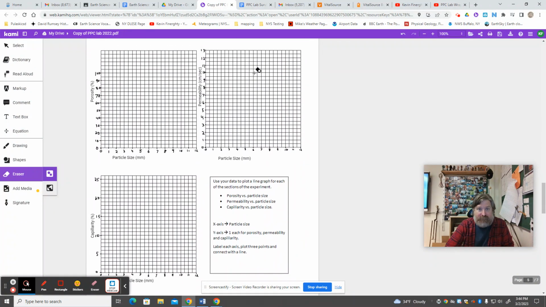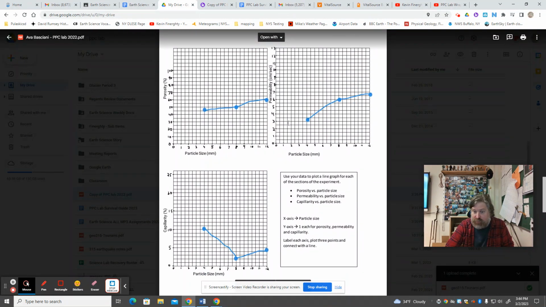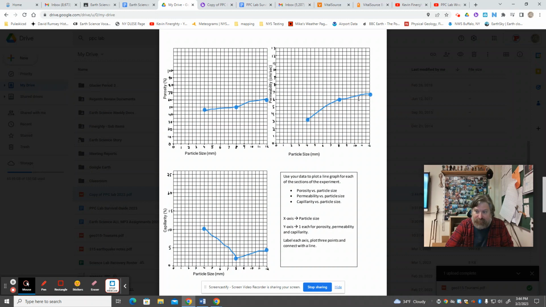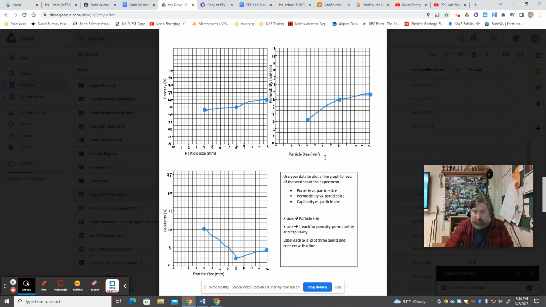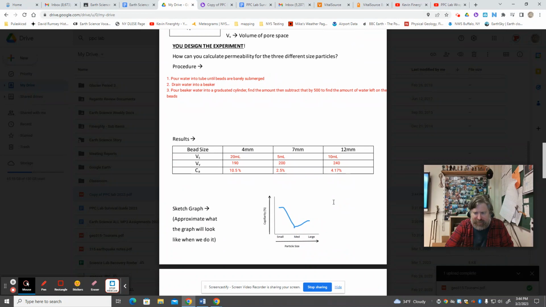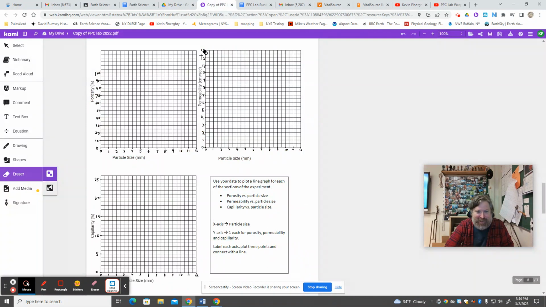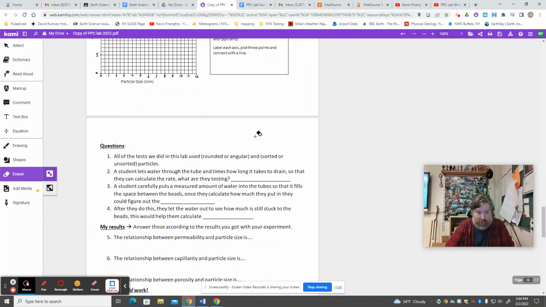What else? Graphs. I popped open somebody's lab from last year just to say, here's all it's going to be. So don't see these graphs and start to panic. 3 points, boom, boom, boom, connect the 3 dots. That's what I want to see. But I want accuracy. Use your numbers and accurately plot those 3 points. They're all pre-labeled. Everything's good to go and ready. The particle sizes, yep, they're on there, 4, 7, and 12. Even if it might be 8, we'll call it 7. So dot, dot, dot, and connect them. That should do all of that.